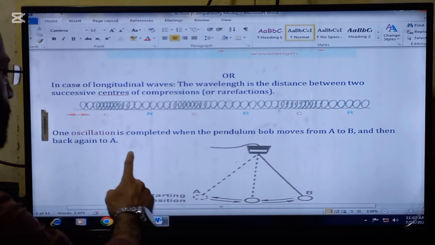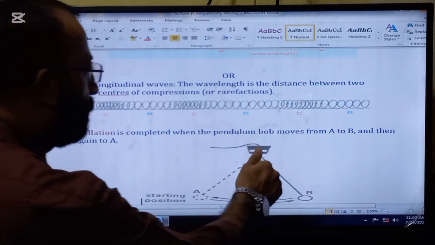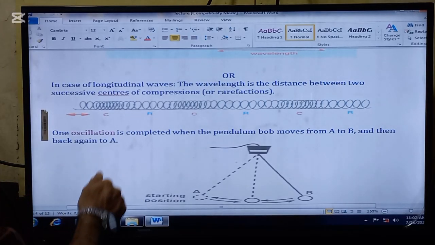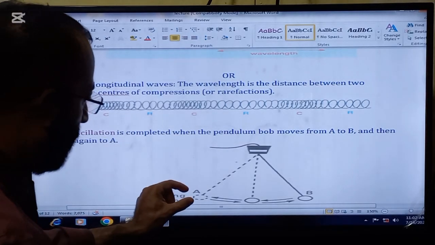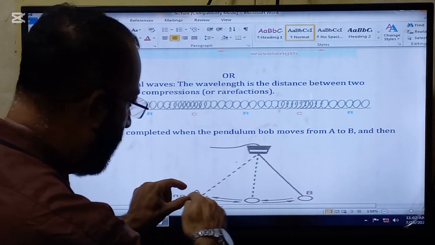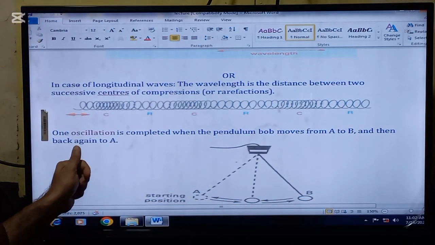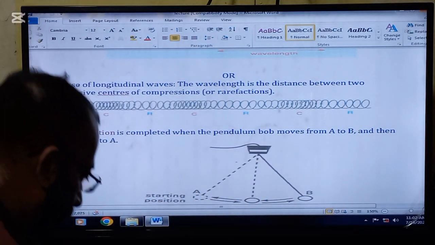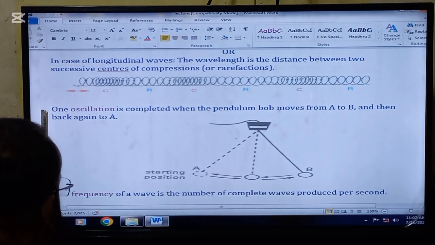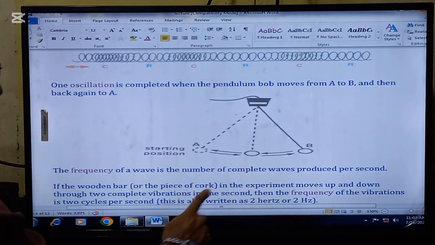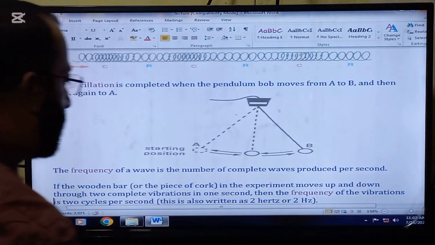One oscillation is completed when the pendulum bob moves from A to B and then back again to A. So look now, if the bob goes from A to B and then back to A, this is called one oscillation. The frequency of a wave is the number of complete waves produced per second.